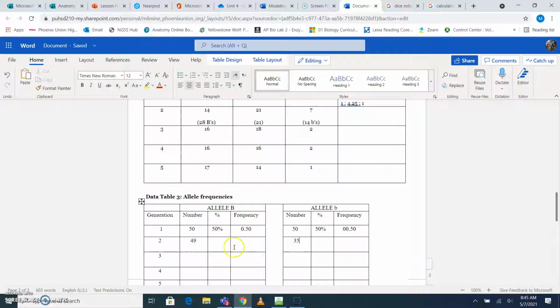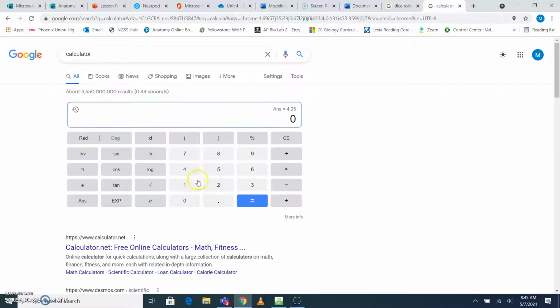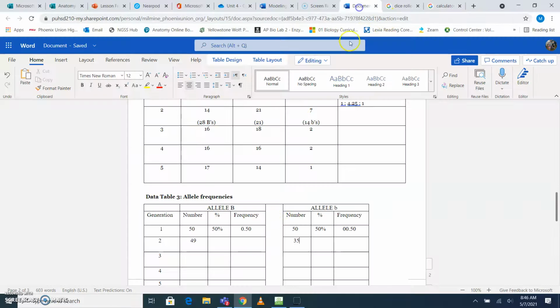So what is the allele frequency of the dominant allele? We would have to take 49 plus 35, which is 84. There are 84 total alleles in generation 2, and 49 of them were dominant. So let's see what the allele frequency is there. We'll take 49, how many we have, divided by the total, 84, and that tells me that the frequency is 0.58. So I can record that here, 0.58, which is 58%.